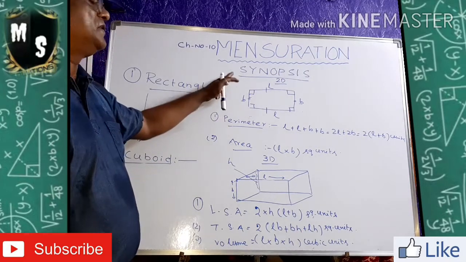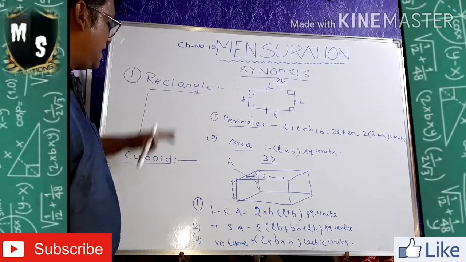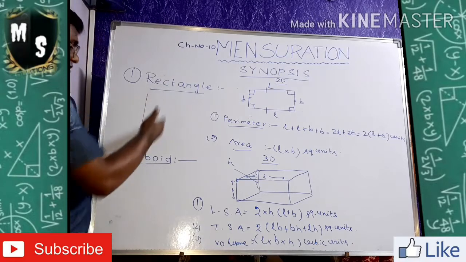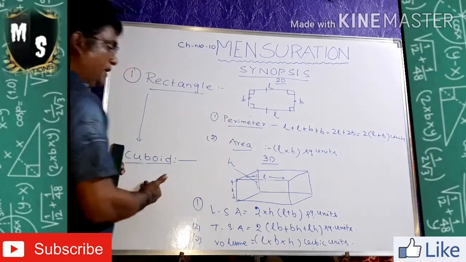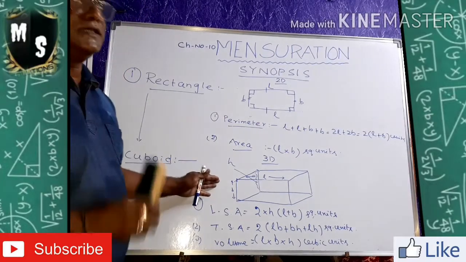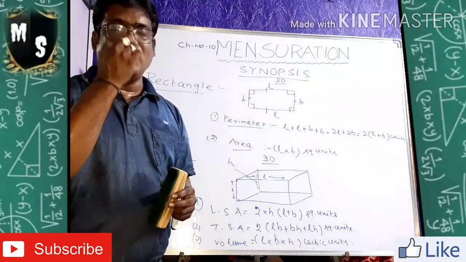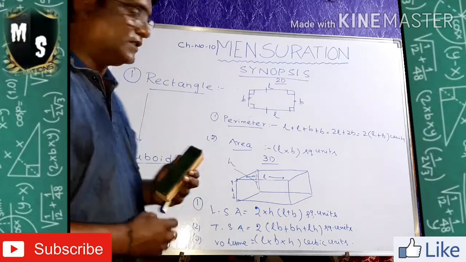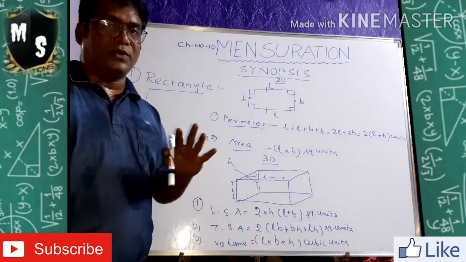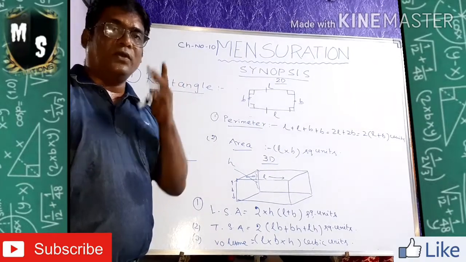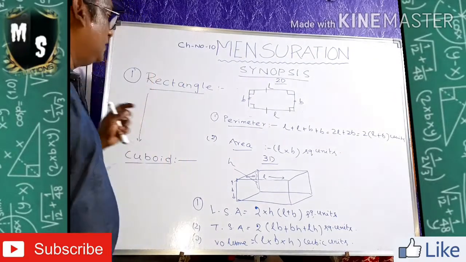So there is the first synopsis for you, that is rectangle and cuboid. Rectangle enlargement is called the cuboid. Rectangle is a 2D figure, and cuboid is the 3D figure. Similarly, now I want to tell you the second synopsis. I hope you write those formulas. It is available in the book also. In the state book you follow, you can write the formulas also.